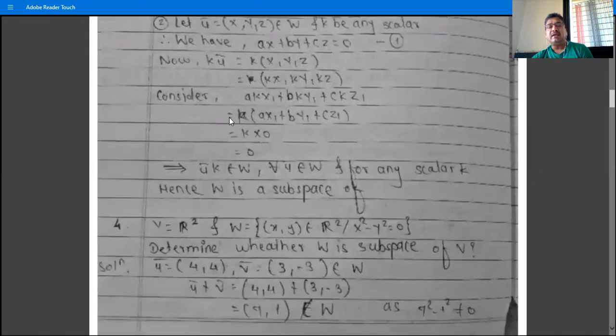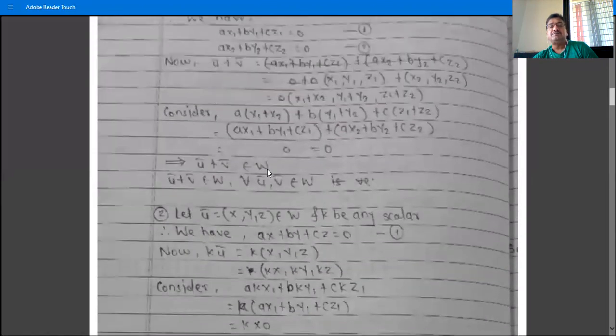So we consider a kx1 + b ky1 + c kz1. Take k common, we have k(ax1 + by1 + cz1), and it is equal to 0. And so k times 0 is 0. And therefore we say k u bar belongs to W for all u bar belongs to W and for any scalar k, because this k u bar satisfies the given condition of W. And hence W is a subspace of V.